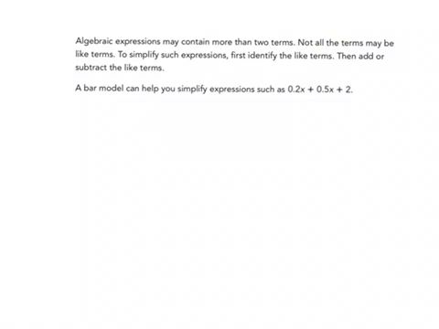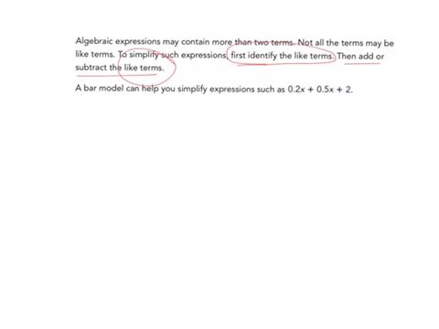So today we're going to talk about simplifying expressions that contain more than two terms, and not all terms are alike. Algebraic expressions may contain more than two terms. Not all the terms may be like terms. To simplify such expressions, first identify the like terms, then add or subtract the like terms.